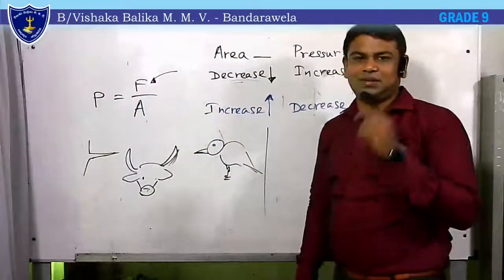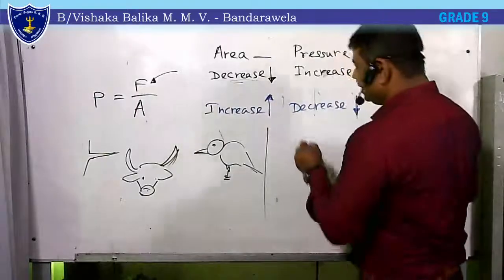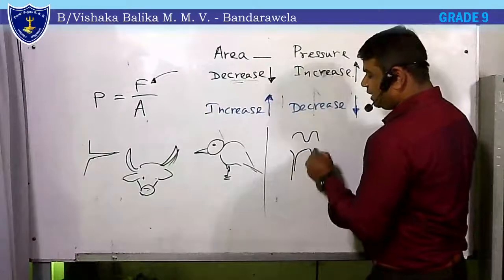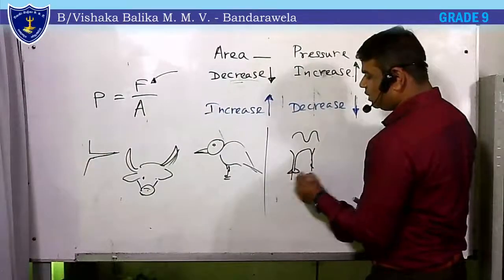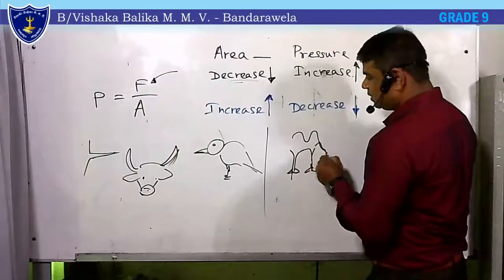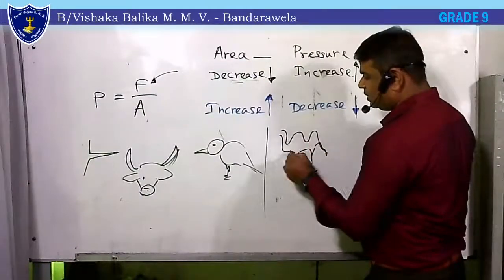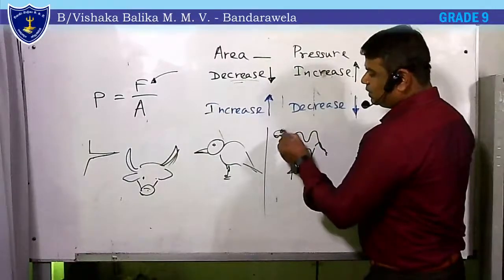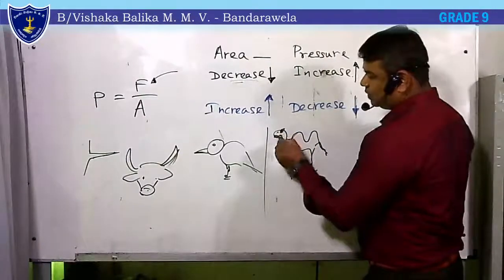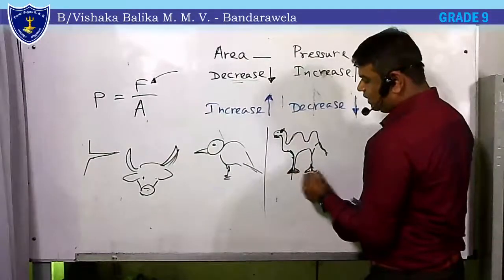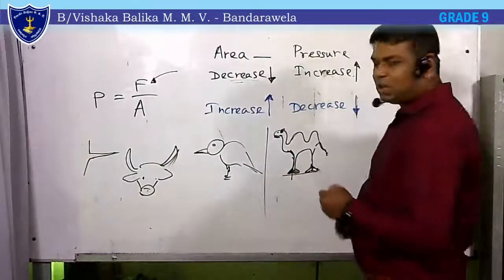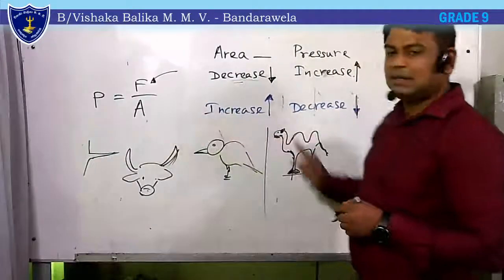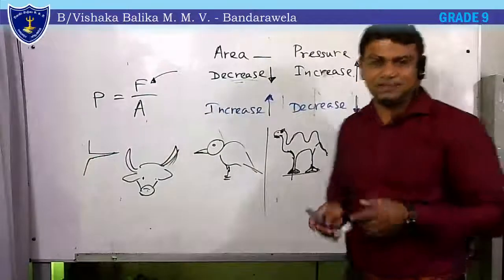Also in nature you can see some places where the area is increased to decrease the pressure. Animals who are walking on sand. I don't know whether you can notice this animal. It looks like a camel, no? Right. The camels, their feet are very wide because they are walking on soft sand. Greater the area, lesser the pressure exerted, less pressure.